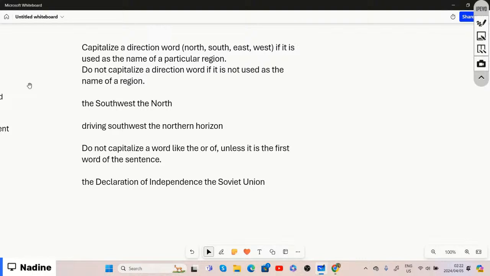You even find those words in, let's say, universities, the University of, right? But that doesn't mean that we need to capitalize that. So the words of and the, we do not capitalize, but the rest of the words we capitalize. Unless that of or the is the start of a sentence, then it needs to be capitalized. And here we have an example of the Declaration of Independence and the Soviet Union, and the as well as of are lower case.